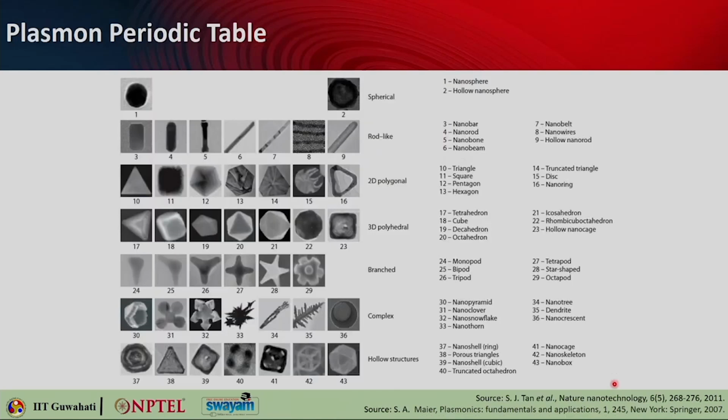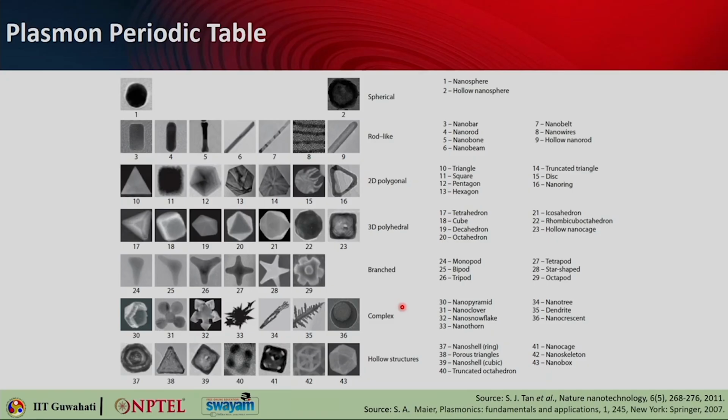Now, there are different other particles also possible. So, you can see all different shapes and sizes are possible. These are spherical, these are all rod type, different types of rods. These are like 2D polygonal type, these are 3D polyhedral type. There can be branched, there can be complex nanoparticles, then you can also have particles with hollow structures. So, all these different plasmonic structures are possible, which show different kinds of LSPR properties.